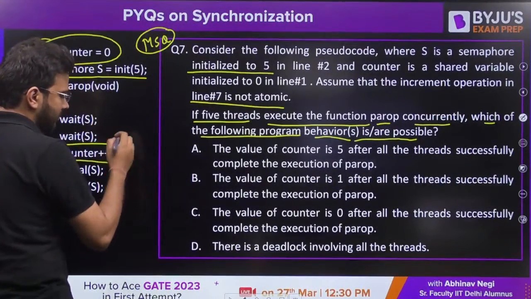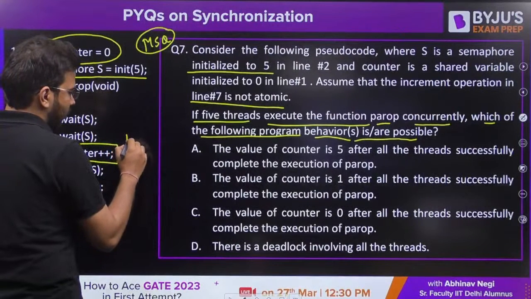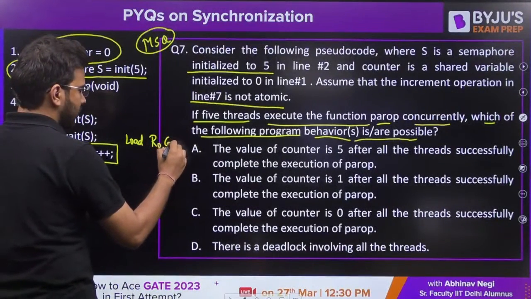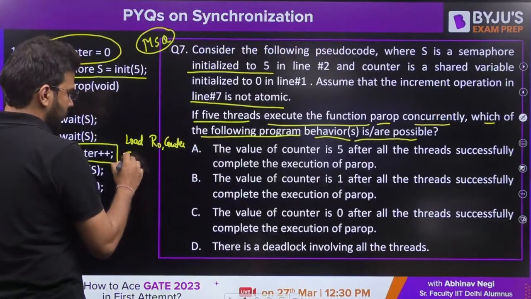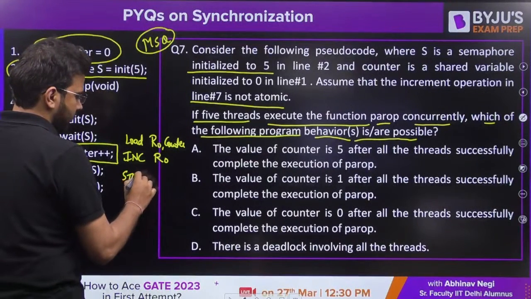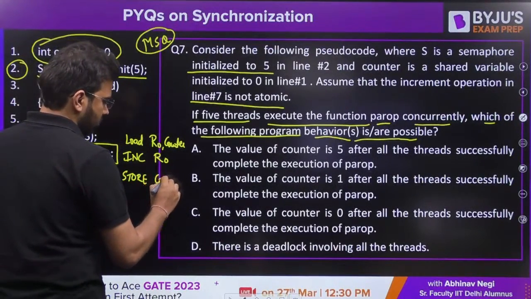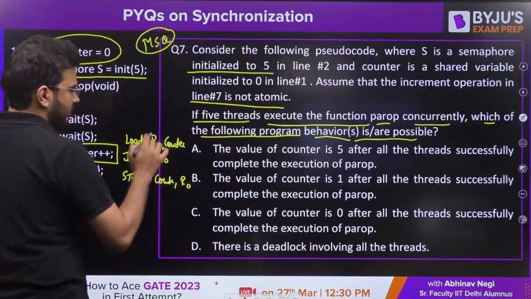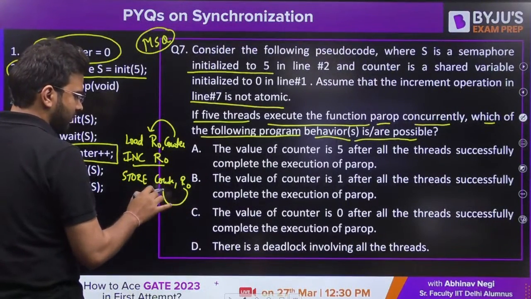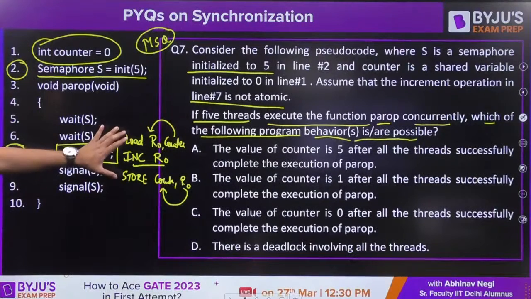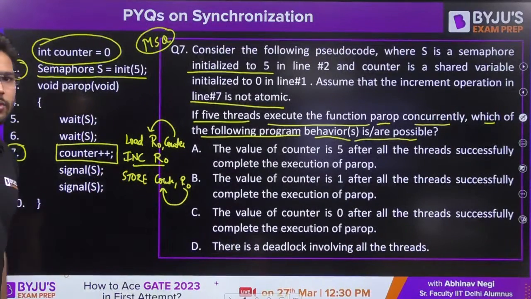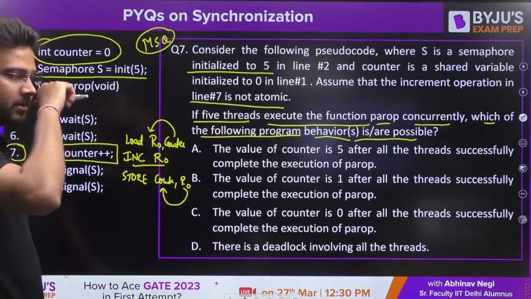So let me write it in assembly language code. We can write here load R0, counter, where R0 is a general purpose register which you are using, then incrementing R0, and then store counter, R0. That means we are loading the value of counter into R0, we are incrementing R0, and then finally we are storing the value of R0 into counter. So at the assembly level, this one instruction counter plus plus we can understand in this way. Okay, clear? Try to answer this one.